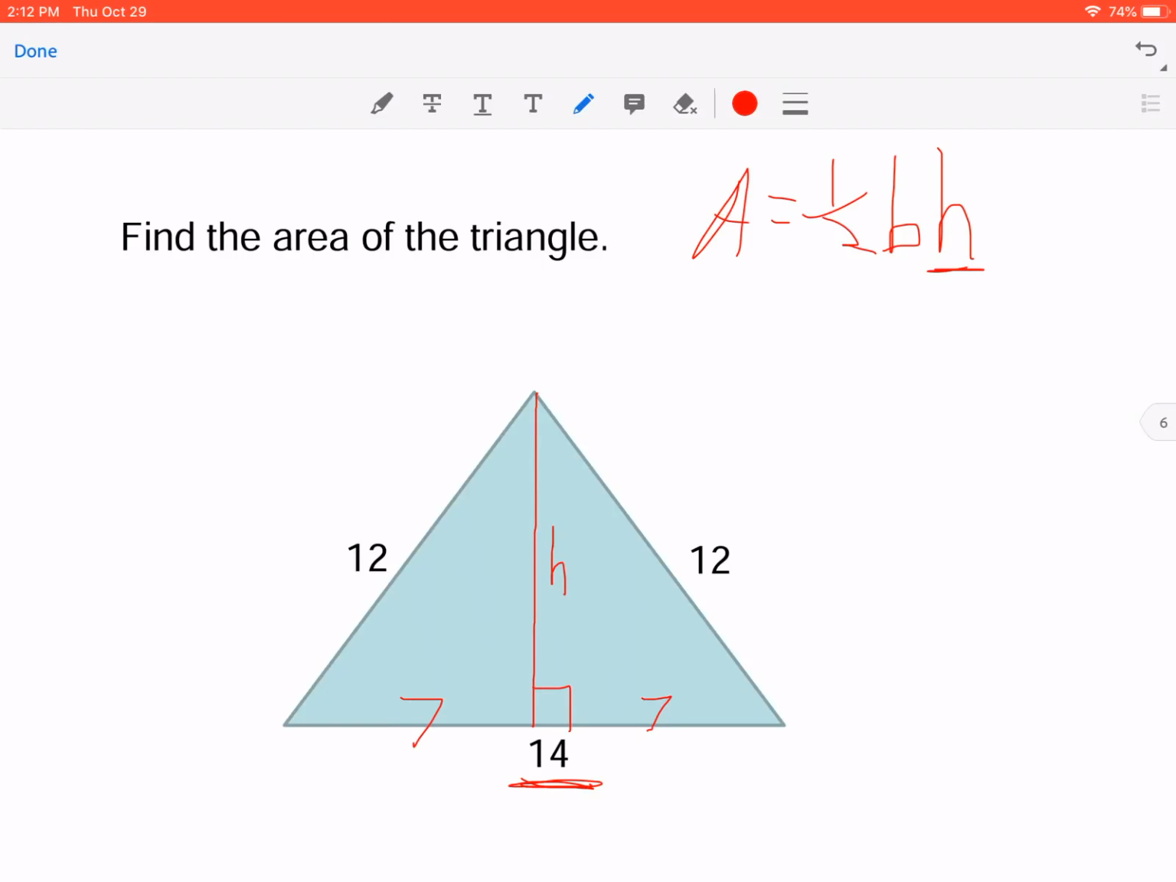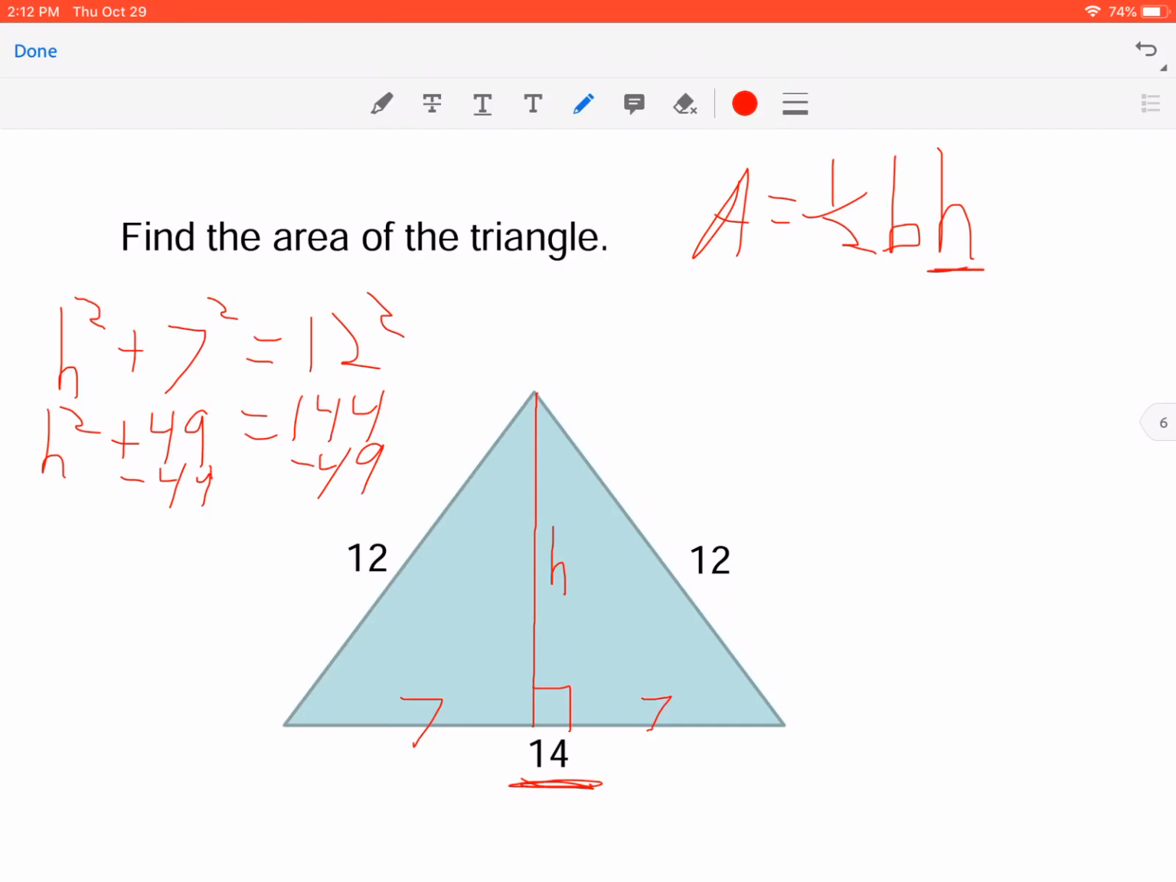So I'm going to use the Pythagorean theorem. Remember, height is one of your legs, so that would be h squared. You could call it a or b, it doesn't matter. Plus 7 squared is equal to 12 squared. So 7 squared is 49. 12 squared is 144. Subtract 49.